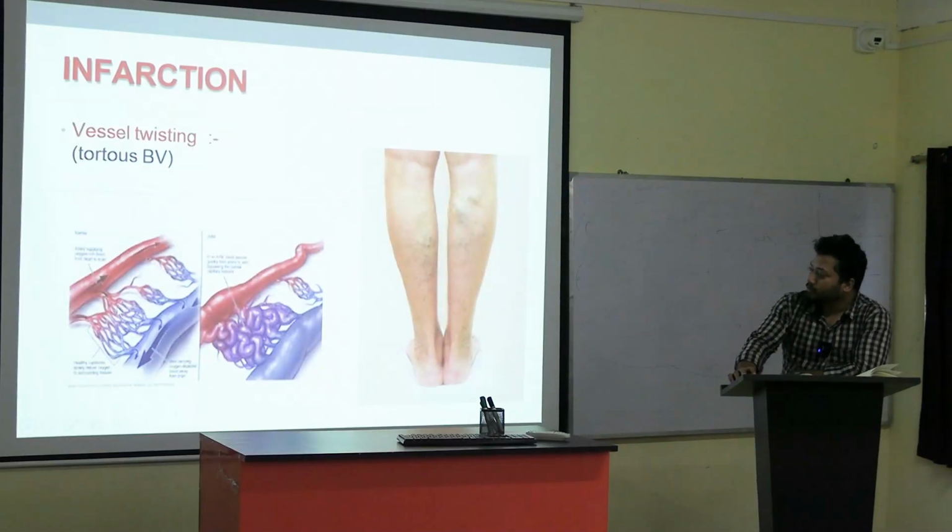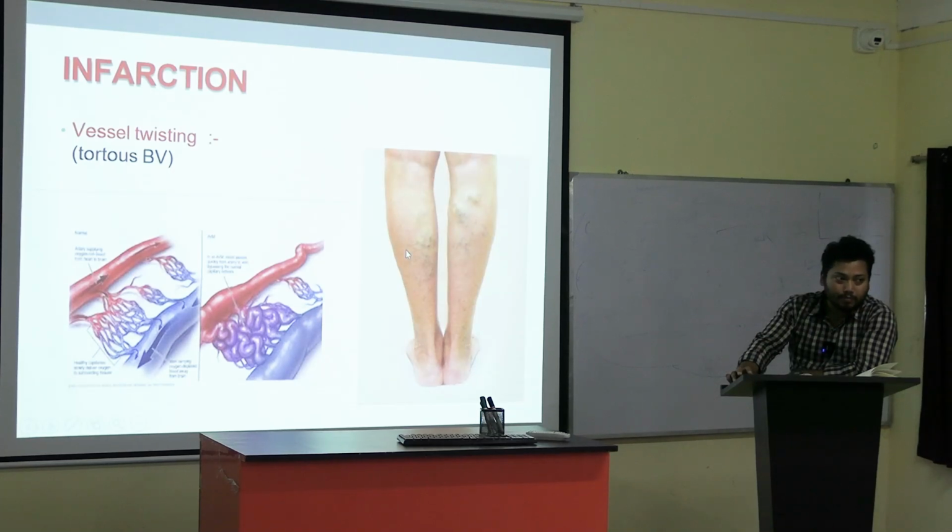This is vessel twisting. These are the normal vessels, and this is how the twisting blood vessels will look. This is the end result. It happens more in our lower extremities. Examples of patients who can develop this are traffic police who keep standing for more than 10 to 12 hours, or farmers who are on their feet and working all day. They can develop deep vein thrombosis.